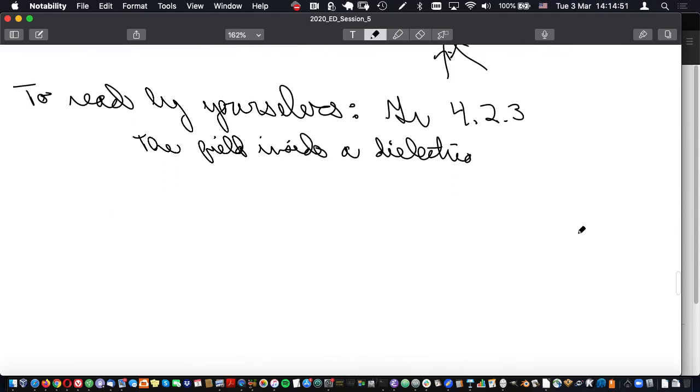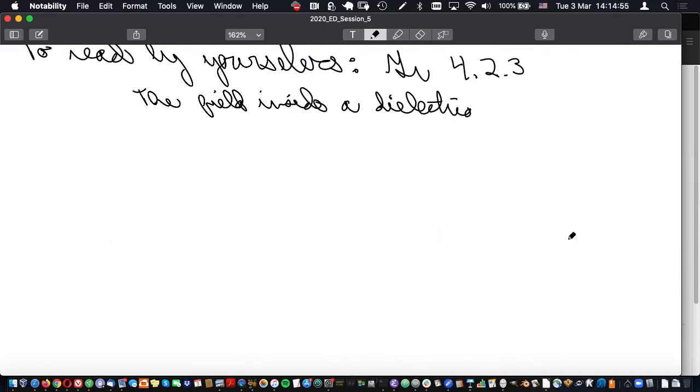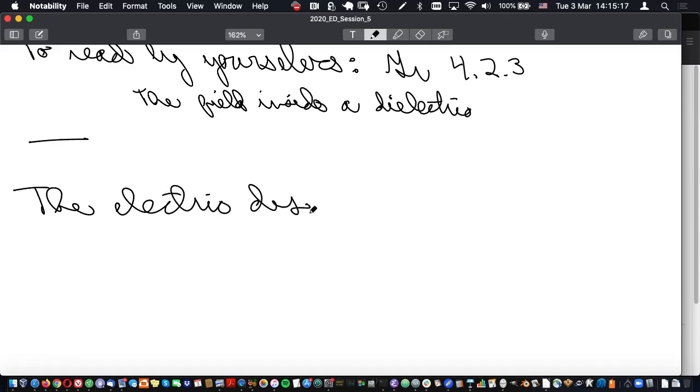Okay, instead I'd like to move on to introduce the almost converged and final way of doing electrostatics in matter by introducing the concept of the electric displacement. Okay, so let's just do that. So this is now on page 4, 9th page of chapter 4. The electric displacement.